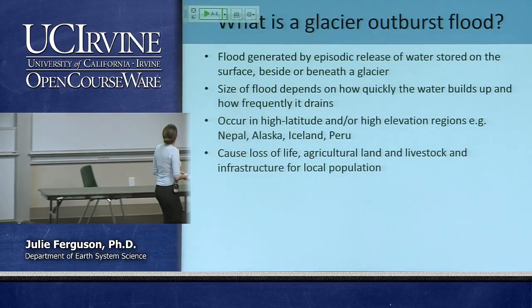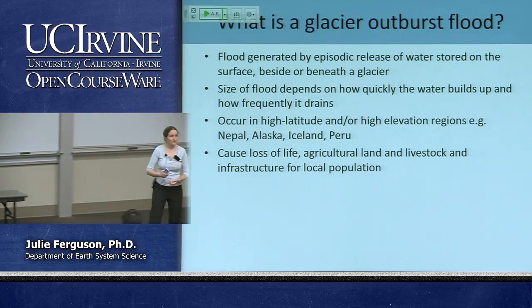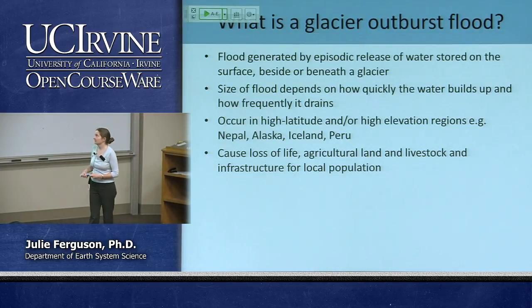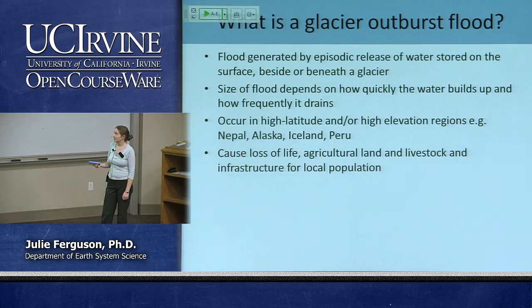So why do we care about this? Well, these floods are episodic. So every now and again, we can get floods from these things. And the size of the flood will depend on, first of all, how big the lake is, also how frequently it drains. So if you have a flood that happens every 100 years, it's going to be very much larger than one that happens every 10 years, perhaps, and probably more damaging to the people. They occur in pretty high latitude places like Alaska, but also those low latitude but really high places like Peru. So hopefully everyone has their map with them today. We'll have a look at a couple of examples. And they do cause loss of life and agricultural land, livestock, infrastructure, all of those things that we would quite like to keep.